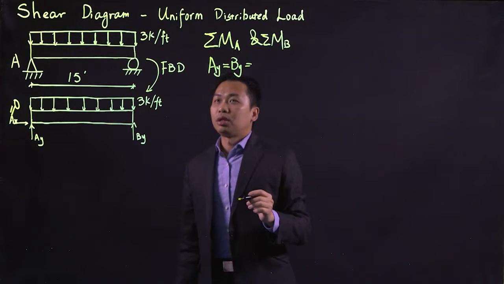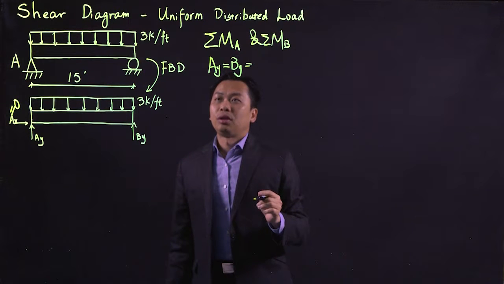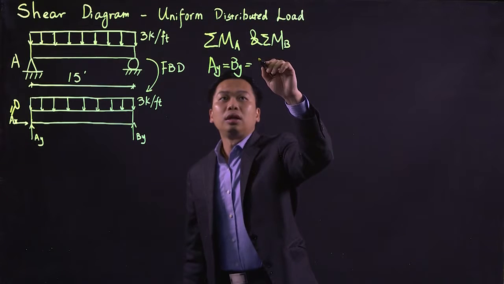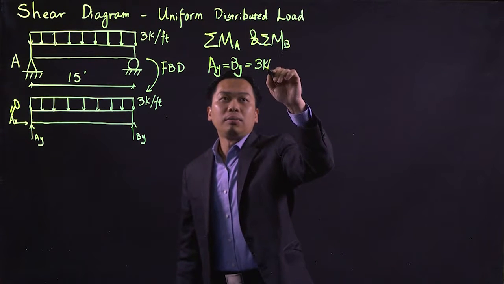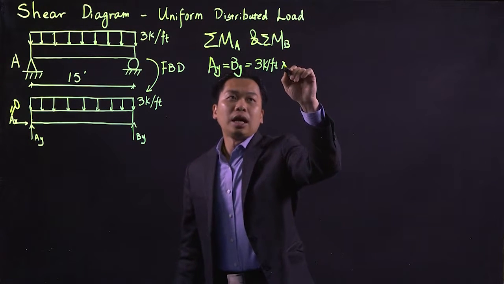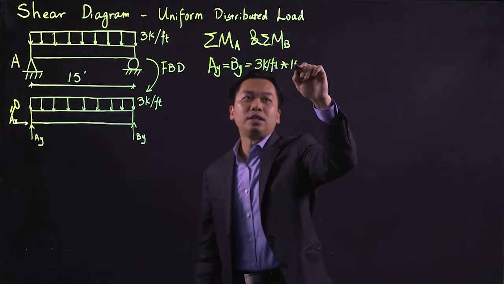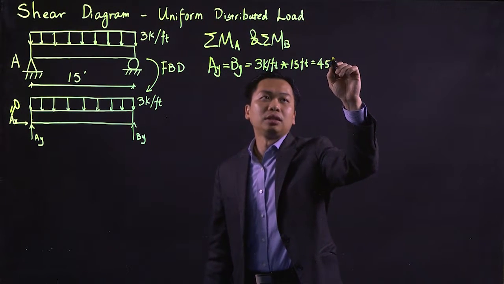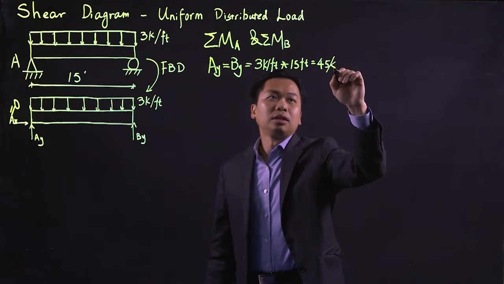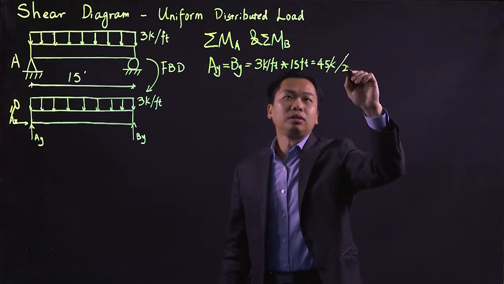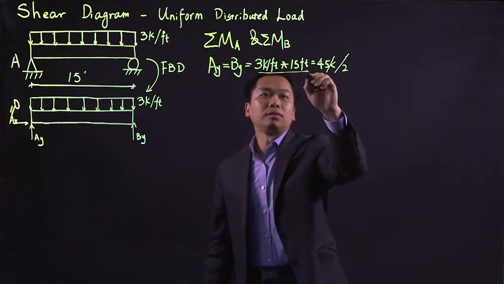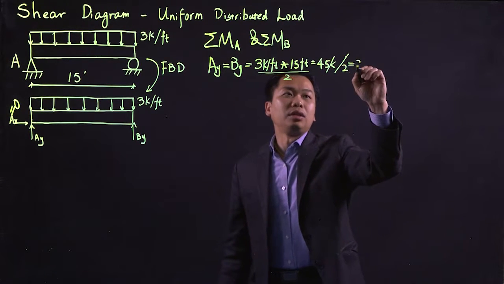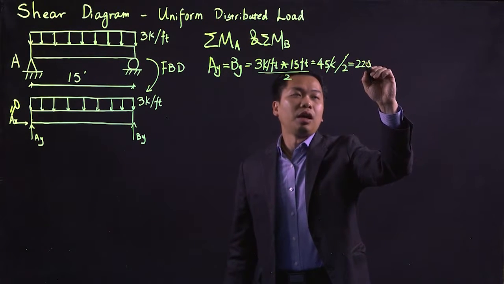That is equal to the total external load from the uniform distributed load, which is 3 kips per foot times the length, which is 15 feet. That is 45 kips, divided by 2. That is 22.5 kips.